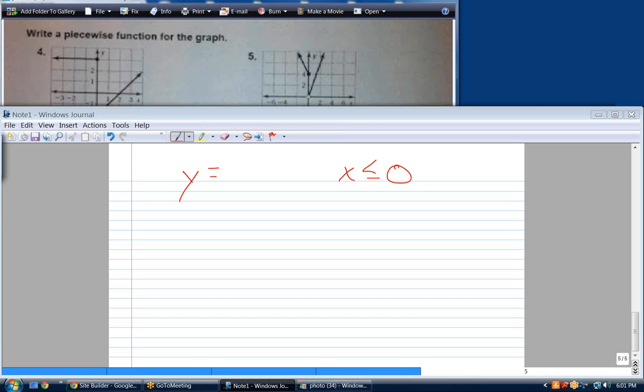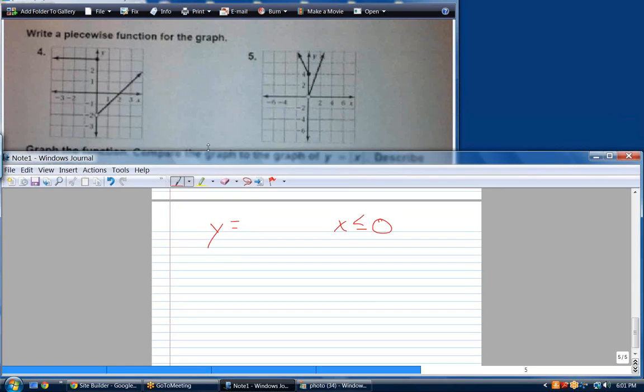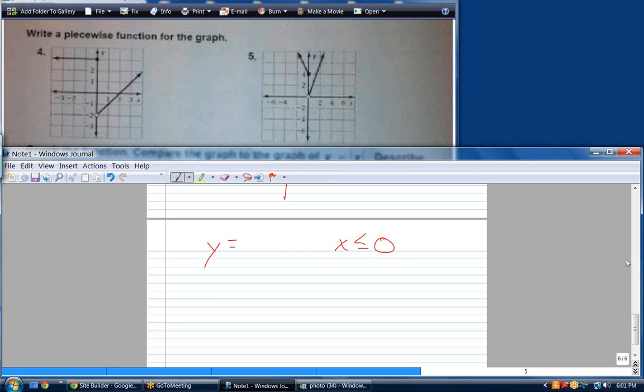Number 4. Here, I've got it covered up a little bit. Here we go. Do you want me to tell you the equation? I want you to tell me how to write that as a function. That horizontal line right there. A horizontal line is y equals whatever that number is. So the function is y equals 3 whenever x is less than or equal to 0.